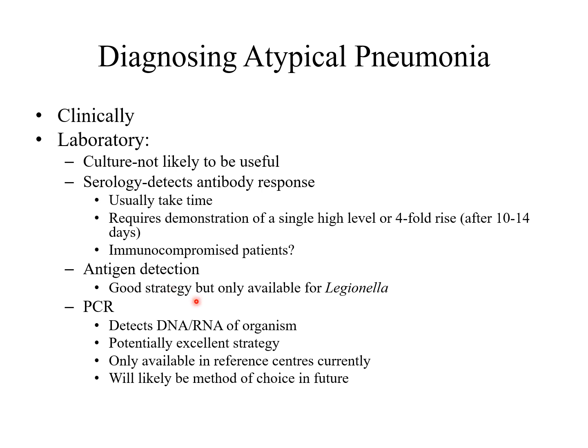Antigen detection is a good strategy for Legionella, and we can also use PCR to detect the DNA or RNA of the organism. Potentially it's an excellent strategy because it gives rapid results within a couple of hours. It's not available in every hospital, especially when we're talking about the public hospitals, but it is the method of choice in the future.